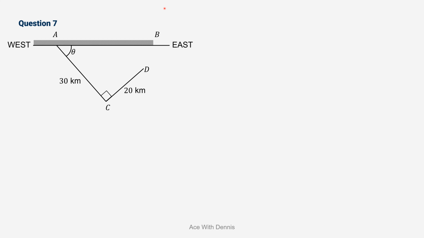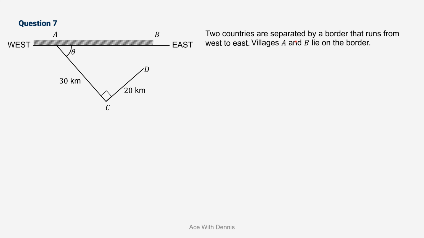Question 7. Given this diagram, 2 countries were separated by a border that runs from west to east. Okay, from west to east, this line is the border. Village A and B lie on the border. So this is village A, this is village B.